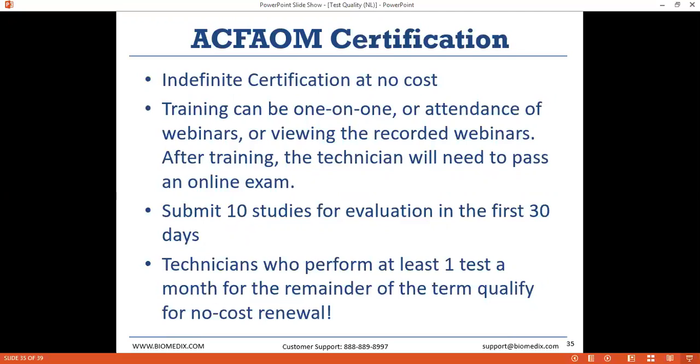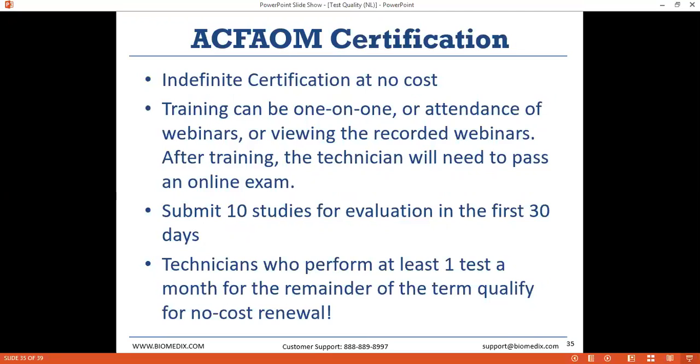After they've passed that exam, they're considered provisionally certified under the supervision of the doctor. During that probationary period, they'll have 30 days to complete 10 studies on 10 real patients. We'll review those to make sure that there are quality tests being performed, and then issue that 12-month certification at that time. Once the 12-month certification is up for renewal, as long as you've performed at least one study a month in that intervening 12 months, then we're happy to pay for the renewal of that certification at no cost to you.